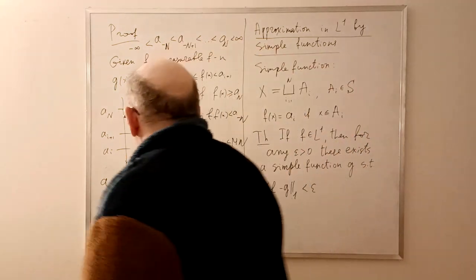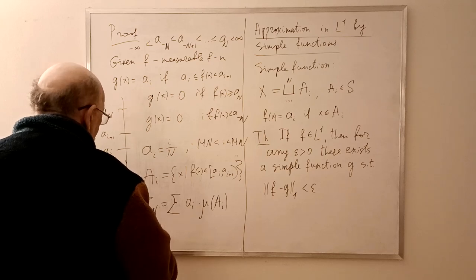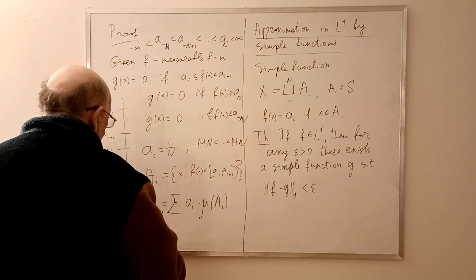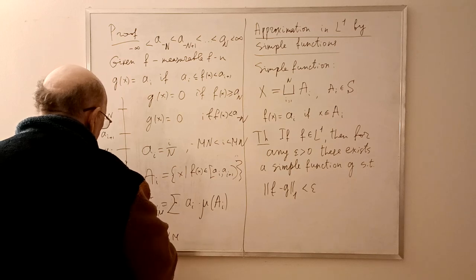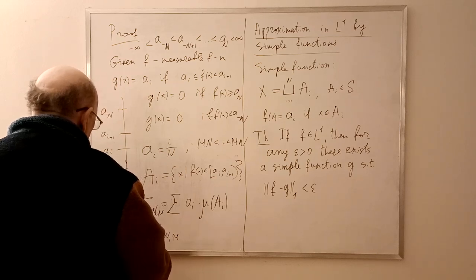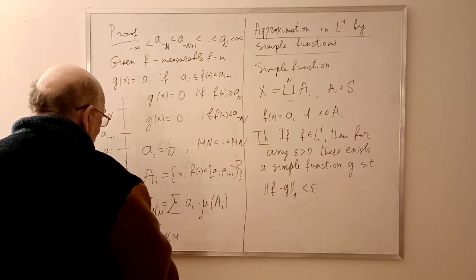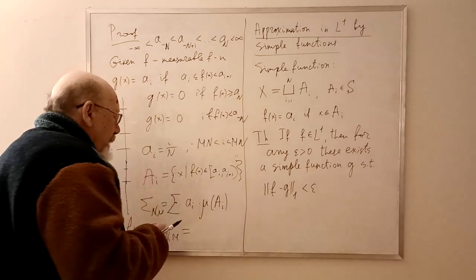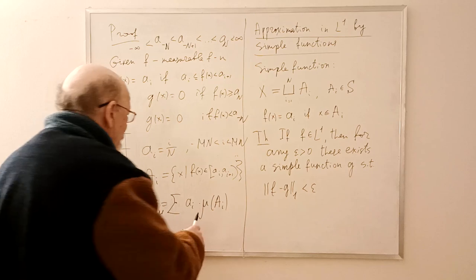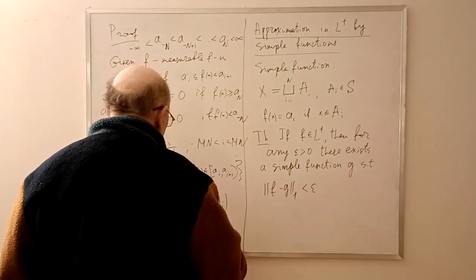And then we consider the limit of sigma n m, when n and m go to infinity. If this limit exists, it is called the integral of f d mu.